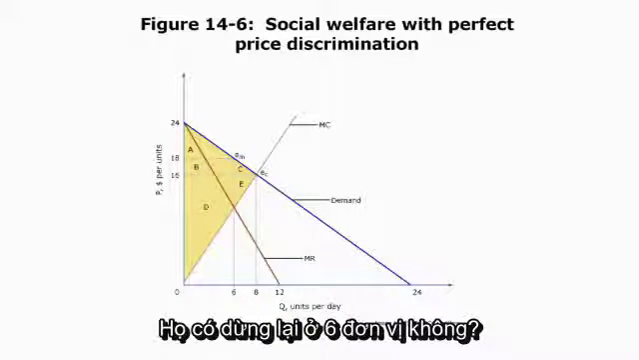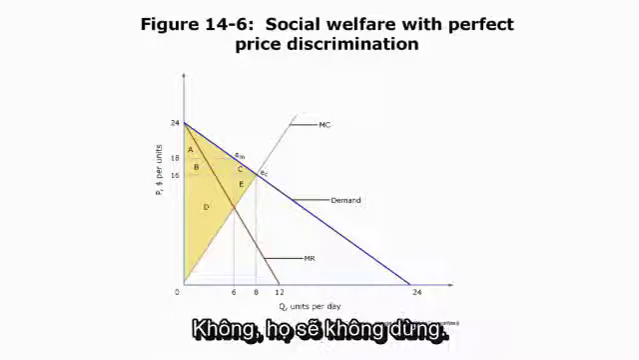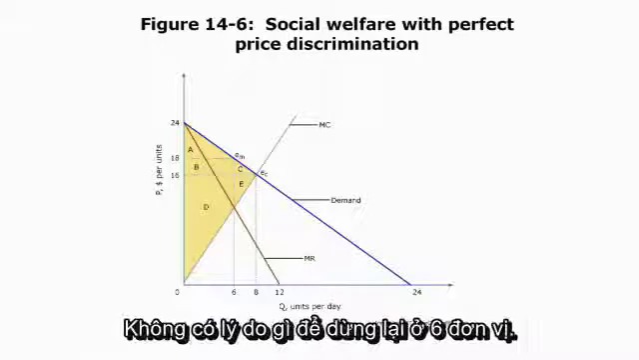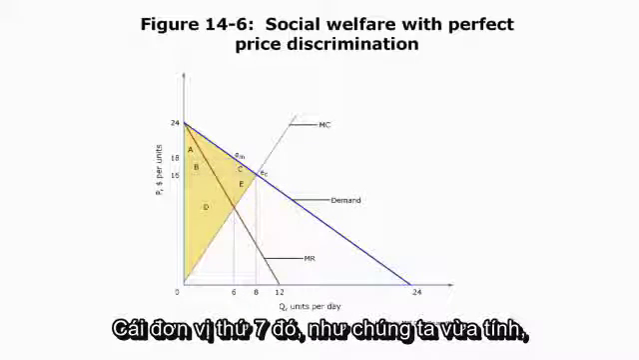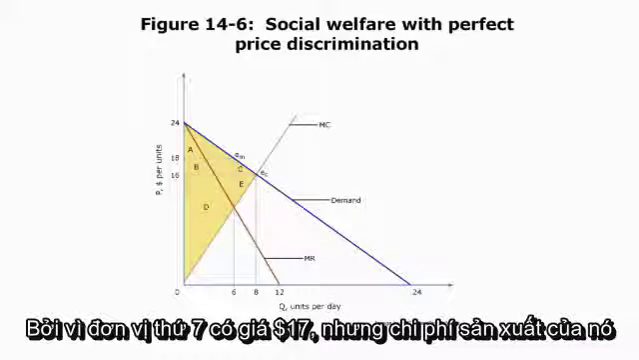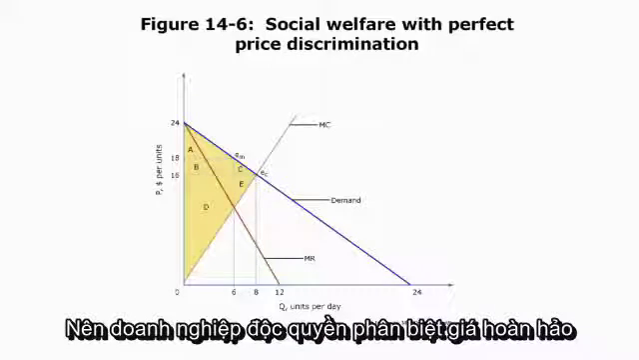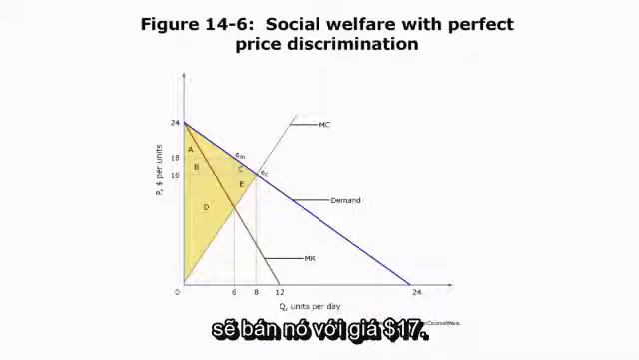Will they stop at 6 units? No, they won't. Because for that guy, there's no poisoning effect. There's no reason to stop at 6 units. That 7th unit, if we just did the math, there's money to be made on that 7th unit. Because that 7th unit is worth 17 but only costs 14 to produce. So the perfectly discriminating monopolist will sell it at 17.